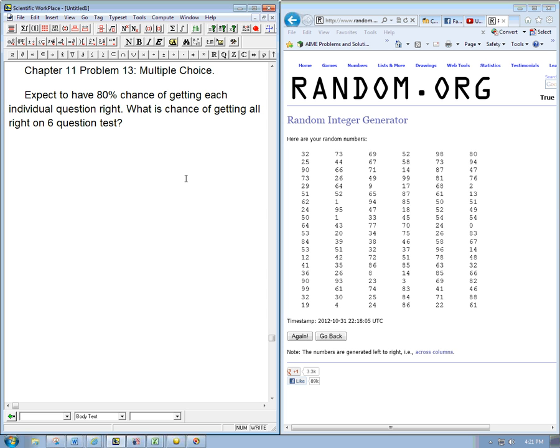Here's another review problem, chapter 11, problem 13. The situation is we expect to have an 80% chance of getting any particular individual question right on a multiple choice test, quiz. It's a quiz. And there's only 6 questions. What's the chance of getting all right on this 6 question quiz?